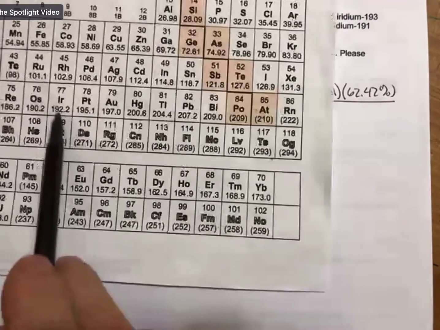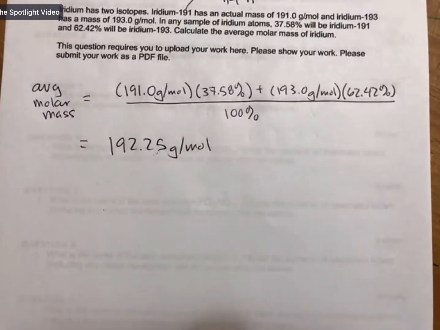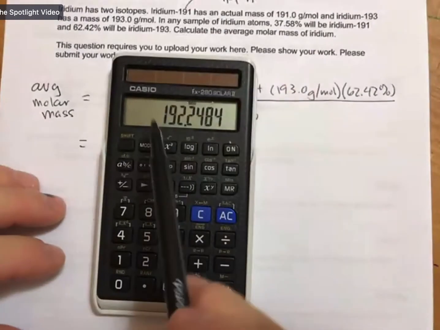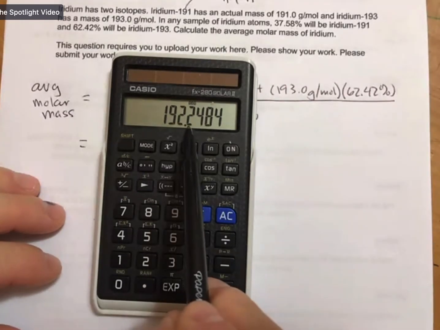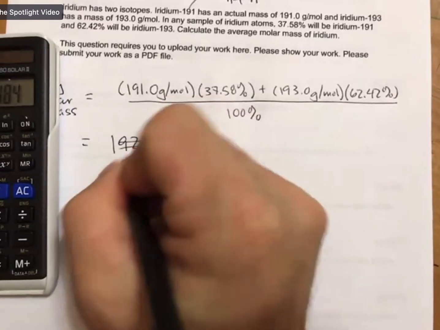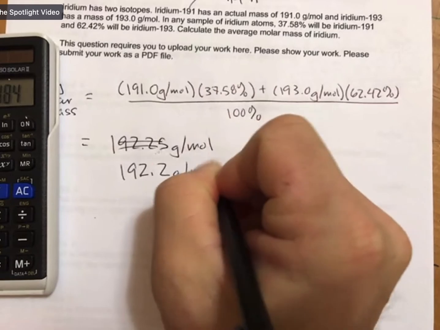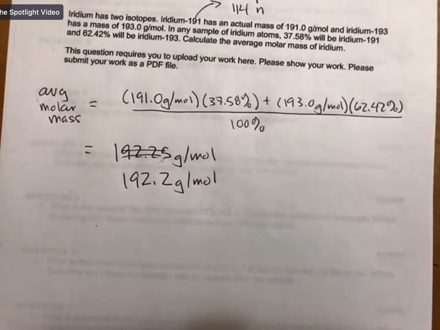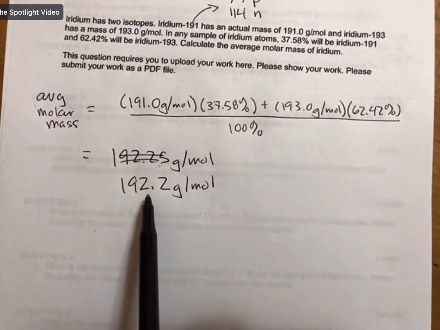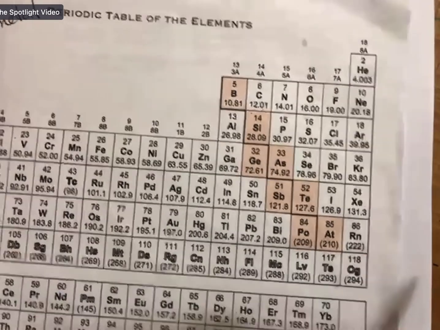And in fact, you can see it's 192.248. So if I only go to 10th place, it should be 192.2 grams per mole. And these questions, the answer to the question is always the number on the periodic table, because this is how we get the numbers on the periodic table.